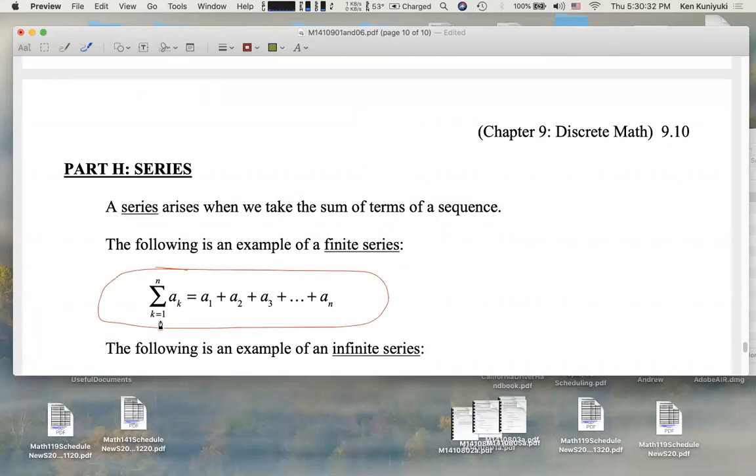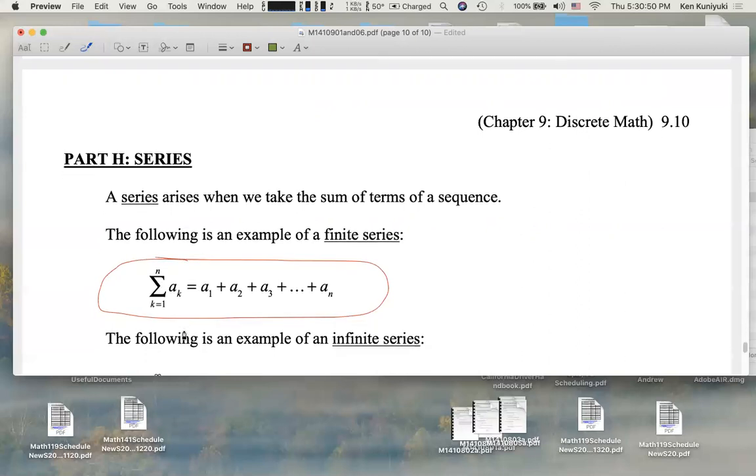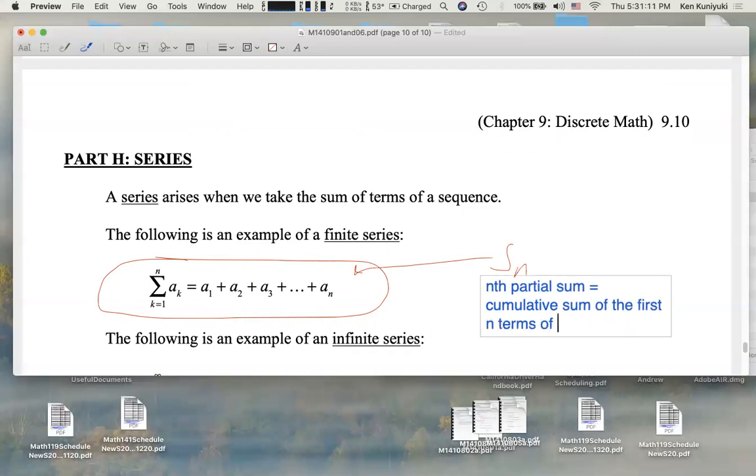Summation from k equals 1 to n of a sub k, which is a sub 1 plus a sub 2, I'm assuming n is kind of big, a sub 1 plus a sub 2 plus a sub 3 plus yada, yada, yada, plus a sub n. I assume that n is a positive integer. This is an example of a finite series. And in fact, later on, we're going to call this S sub n, the nth partial sum. This is going to be the nth partial sum, which is the cumulative sum, kind of like the running total, of the first n terms of a sequence or series.